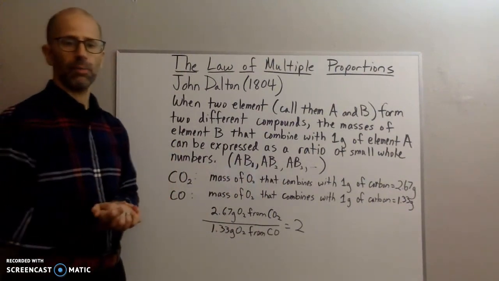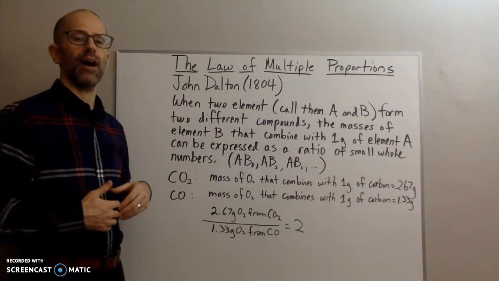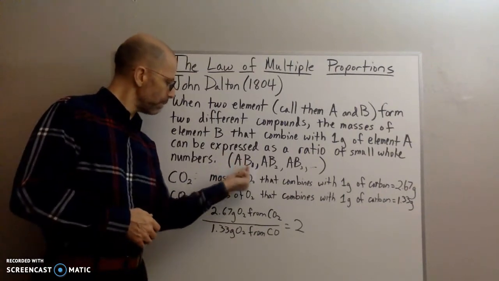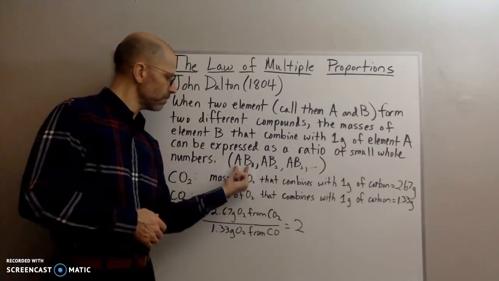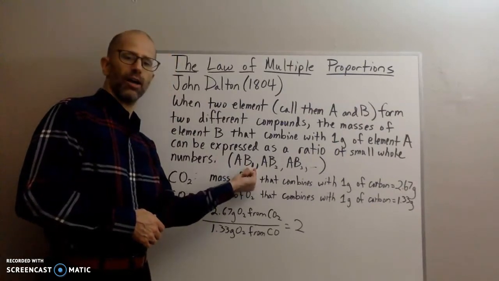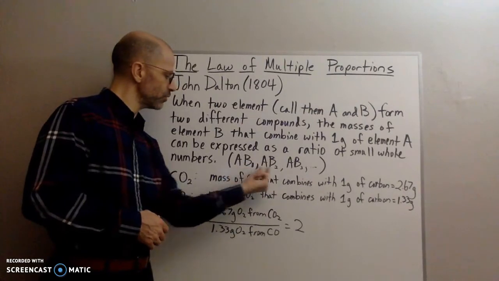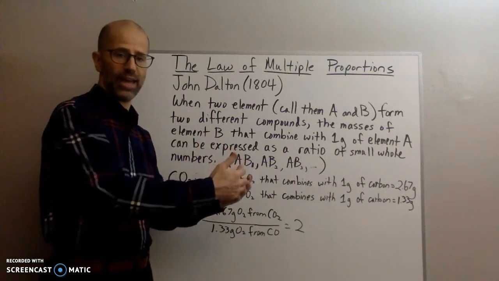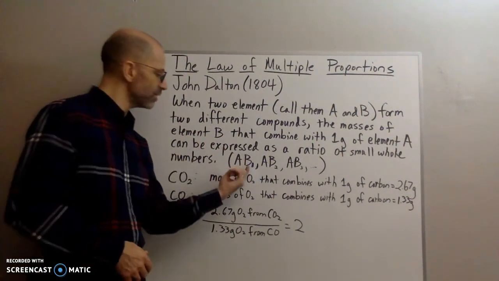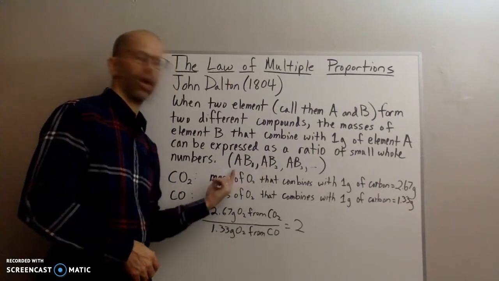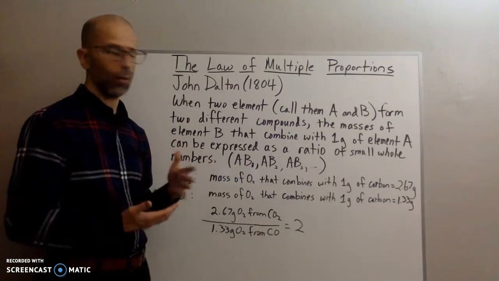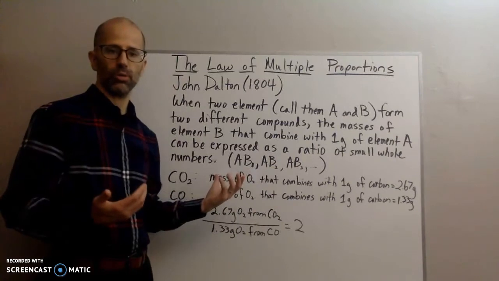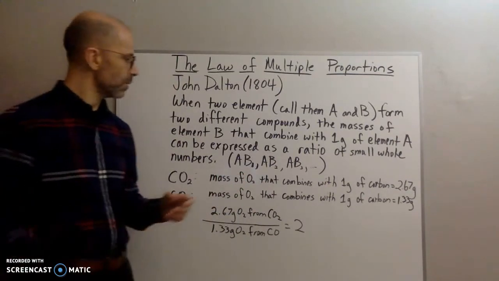So if that is true, then one would expect that if you were able to figure out the mass of element B in each of these compounds and relate it to a particular mass of A, say 1 gram, then the different masses of B related to that 1 gram of A would be a whole number ratio, because the difference in the number of B's is going to be a whole number.